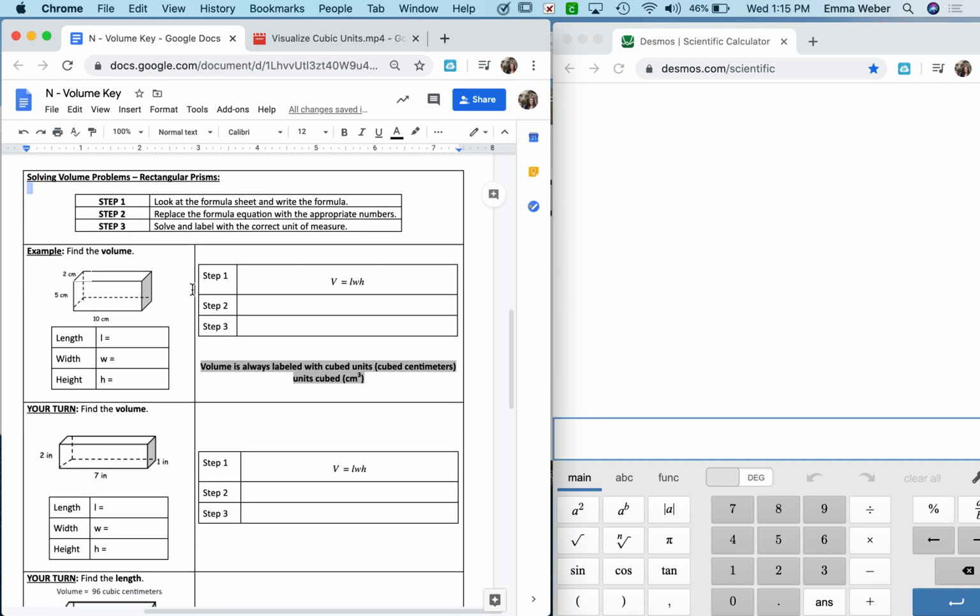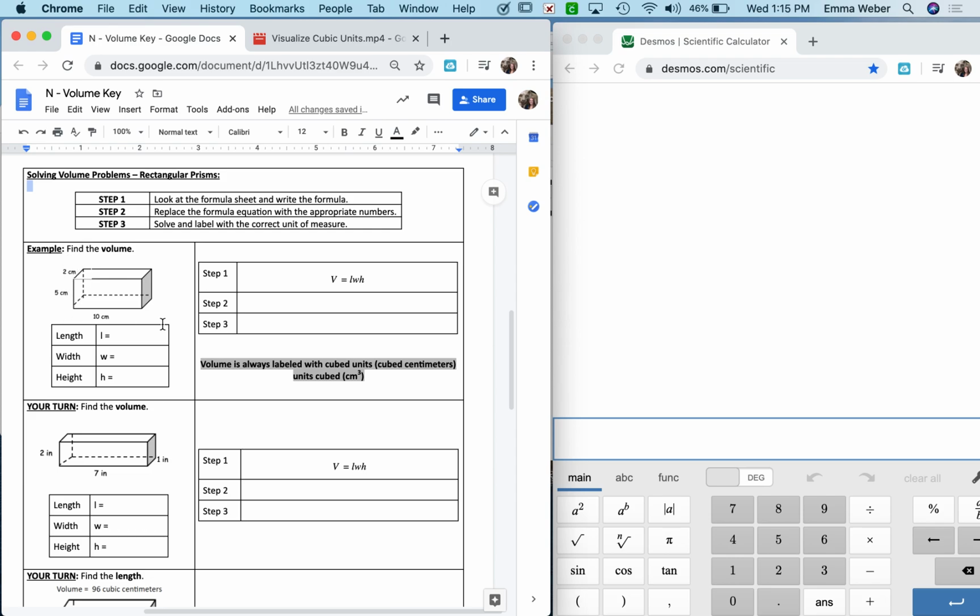So in this example, I have a rectangular prism. My length is 10 centimeters. My width is 2 centimeters. And my height is 5 centimeters. So I'm just filling this in just to organize what my dimensions are. I already did step 1 by choosing which formula I would use. Since it's a rectangular prism, we're using length times width times height.